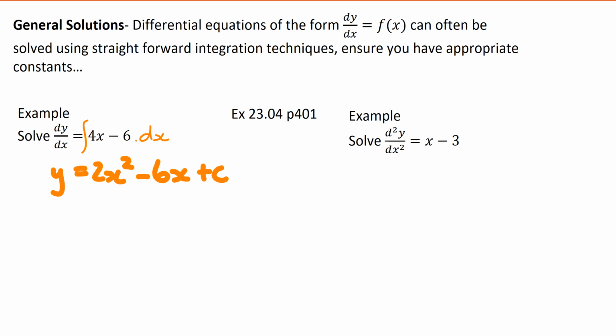So how did this become this? What we did is we treated that as a fraction and multiplied both sides by our dx. Does that make sense? And so we integrate both sides. When we integrate 1 with respect to y, what we get is our y. So y will equal 2x squared minus 6x plus c. That's my answer. That's my general solution.